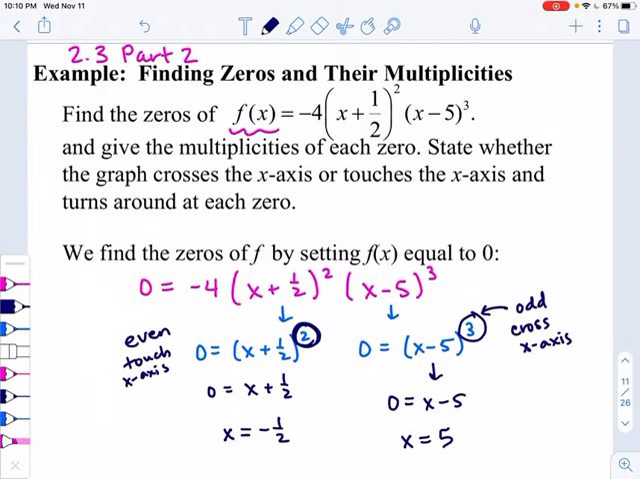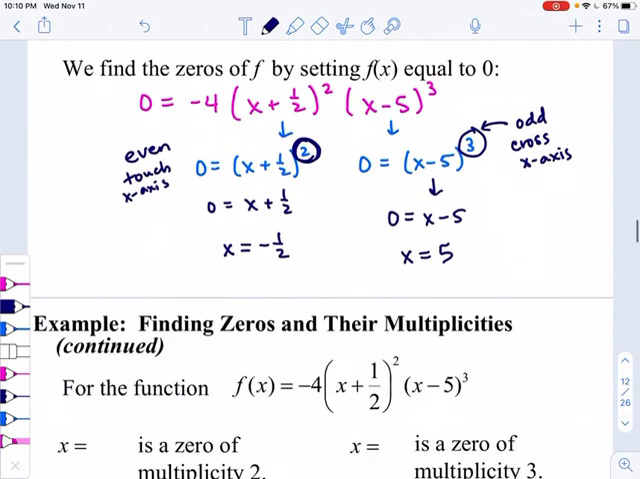Because technically, to undo a second power, you would take the square root of 0. That's still 0. To undo the third power, you'd take the third root of 0, which is still 0, which is why we don't have to worry about those powers when we're solving for those zero values.